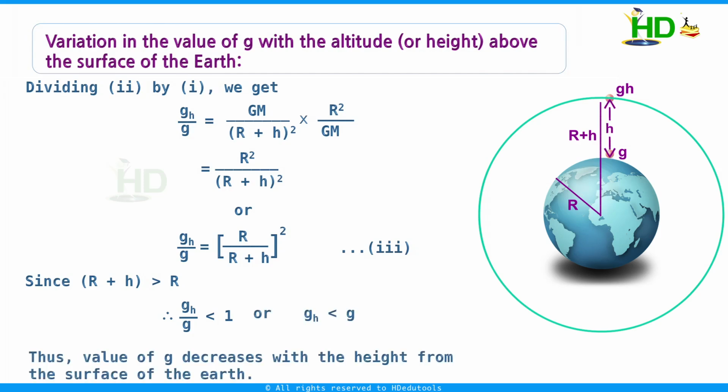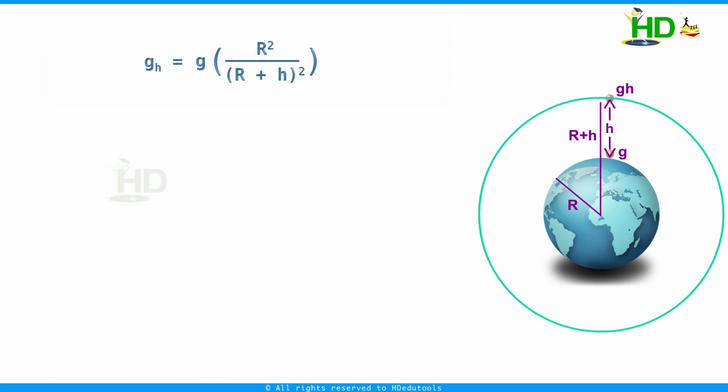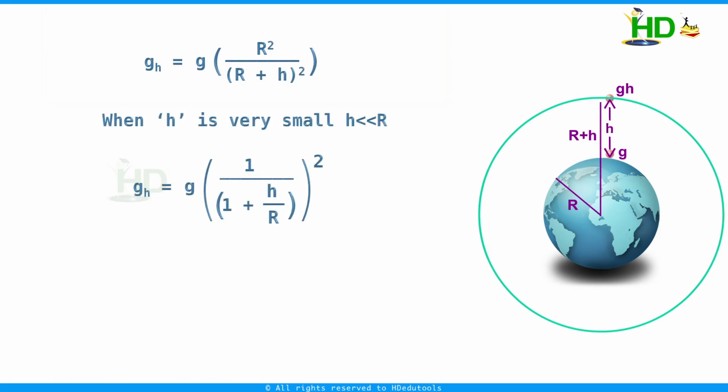If the value of h is very small, this can be written as g_h = g × 1/(1+h/R)², and using mathematical relations, we can write this as g_h = g(1 − 2h/R). If the value of h is very small compared to the radius of the Earth, then we can apply this formula.